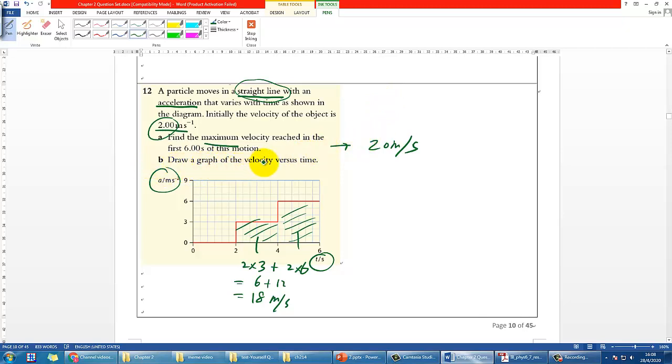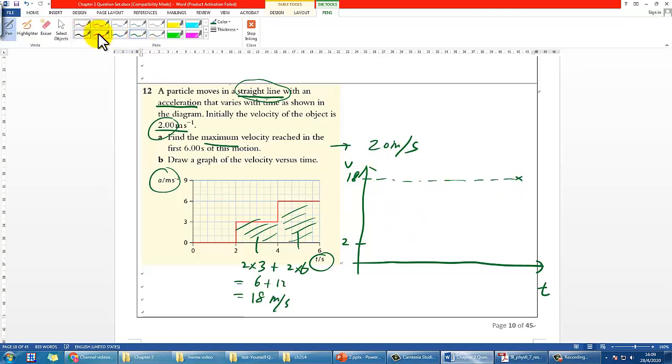Draw the graph of the velocity versus time. Okay, so this is a challenging one. Since we know it is going to be positive throughout, we only need the positive side of the domain for the velocity. So it starts off with 2 and it ends with 18. Let's set 18 to be the maximum, maybe here, and then we just have to think about what happened in each part.